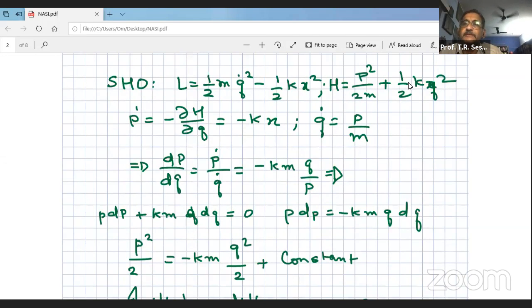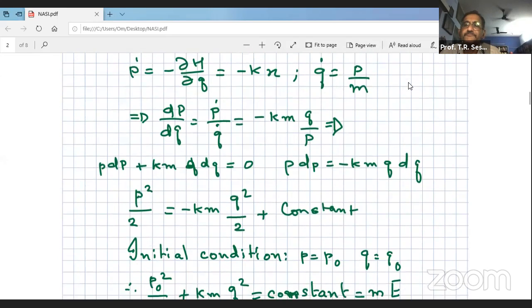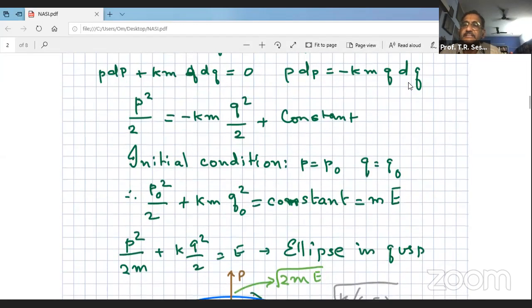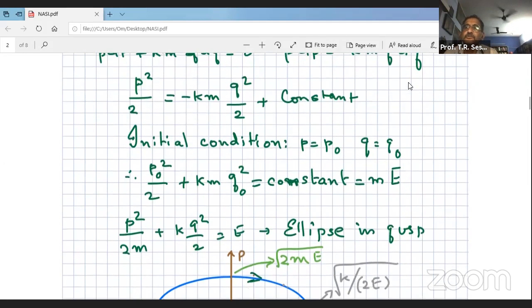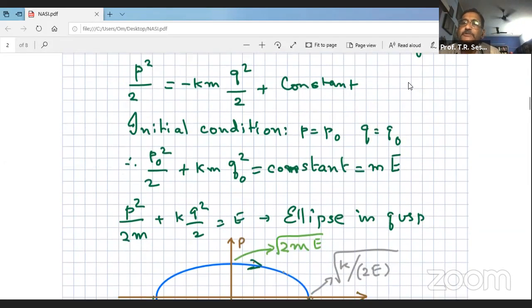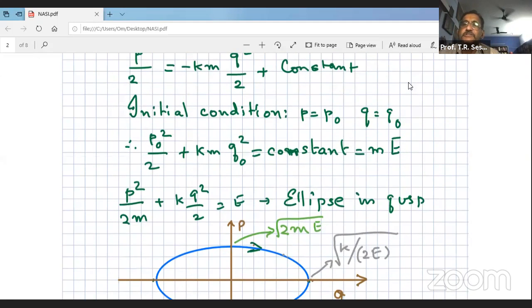I can calculate dp by dq, which comes out to be this one. Solve this first order equation, and there is a constant of integration, which we identify as proportional to energy. So if I take initial conditions as p naught and q naught, I get my energy as p naught squared by 2 plus km q naught squared, which is equal to m into energy. And so this is the equation of the phase space trajectory of the simple harmonic oscillator.